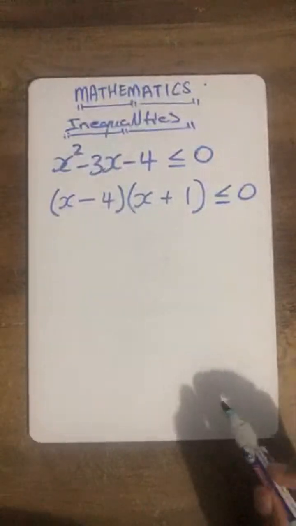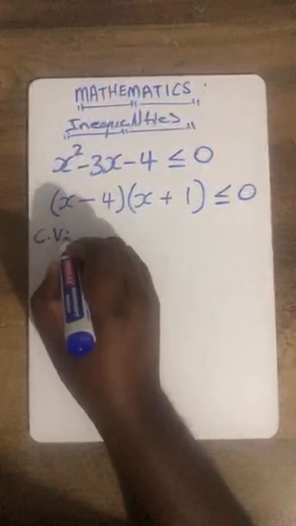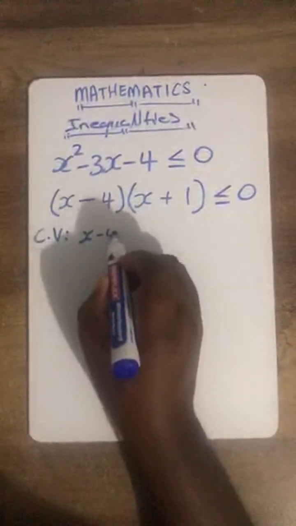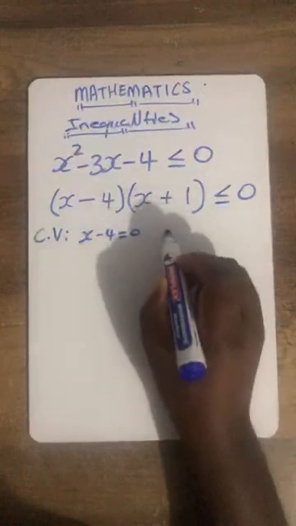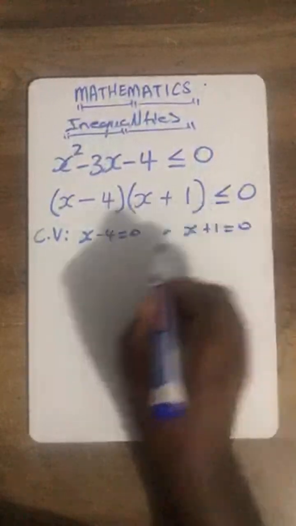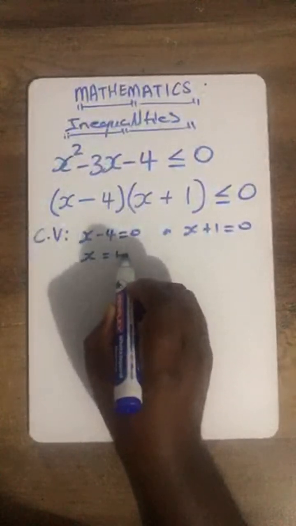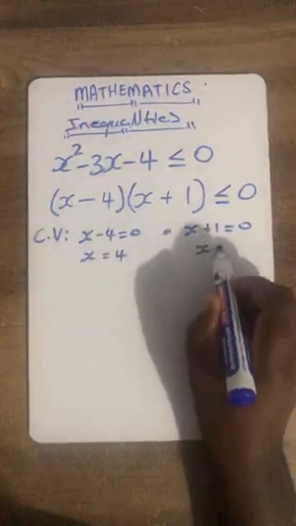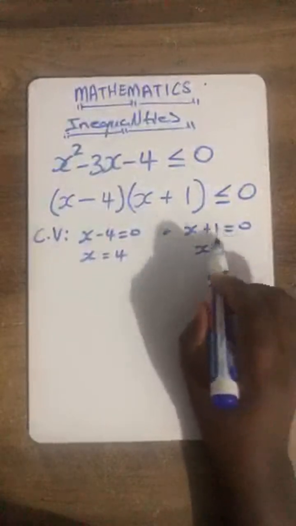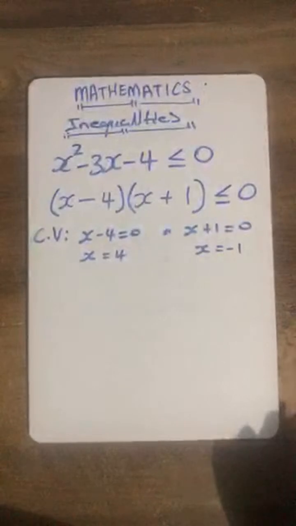Okay, so now let's see. Our critical values. This is where you say x minus 4 equated to 0 or x plus 1 equated to 0. Then you have x which is equals to 4, take 4 to the other side, it changes the sign, it becomes that, and then you take that to the other side, it changes the sign, it becomes negative 1.